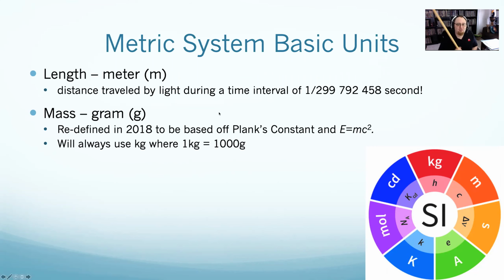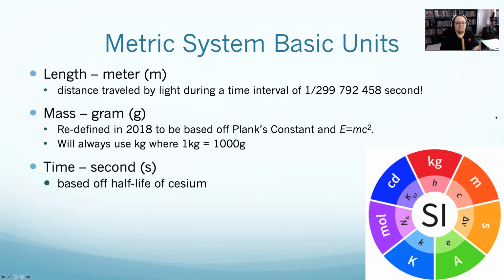Mass will always be measured in grams. Well, the base unit is a gram, which is defined based off Planck's constant. I'm not going to go through the details; it's complicated. For the record, we would never use grams in this class. We will always use kilograms, where 1 kilogram is 1,000 grams. Time is always in seconds. It's based off the half-life of cesium, and is the one you're the most familiar with. These are the ones we're going to be using in this class.